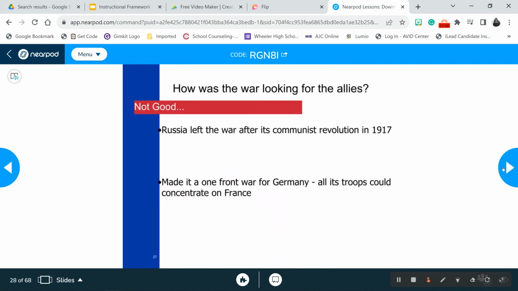So, how is the war looking for the Allies? It wasn't looking that good. Russia, like I said earlier, left the war in 1917 because Lenin came and started the Communist Revolution. That's number 1. So, this is another subsection. How is the war looking for the Allies?